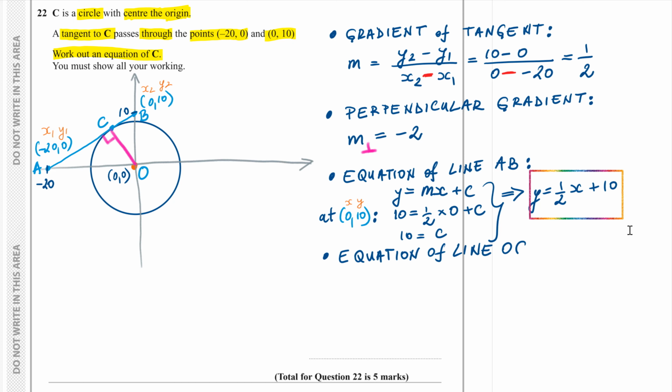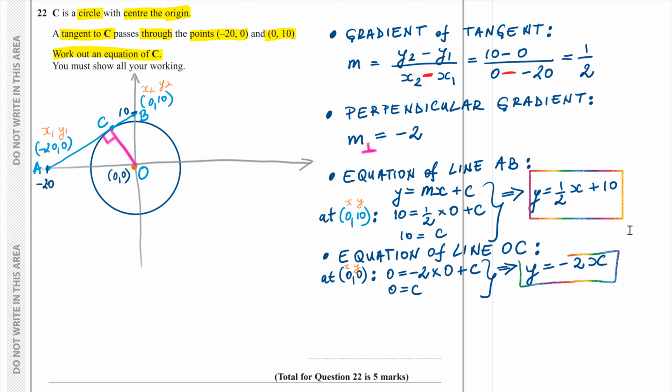The equation of line OC, the radius, can be worked out by using the coordinate point at (0, 0). By replacing the values in y equals mx plus c, we have 0 equals minus 2 times 0 plus c. The y-intercept is 0 and the gradient is minus 2. So the equation of this line is y equals minus 2x. If you're confident, you can skip the steps where we worked out the y-intercept, because in this case the y-intercept can also be read off from the graph. Or knowing that the y-intercept is equal to the y value when x is equal to 0, just replace it in the equation of line y equals mx plus c.